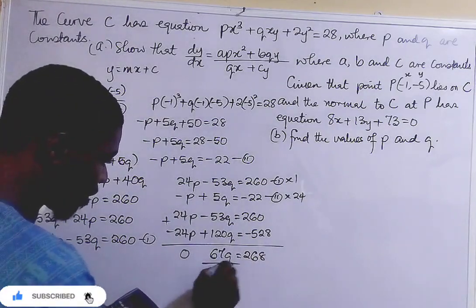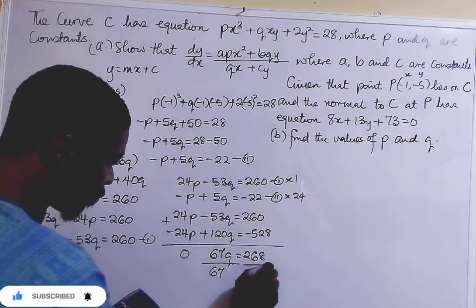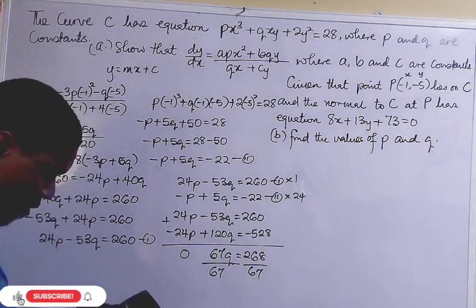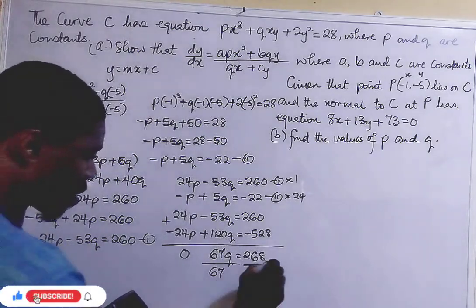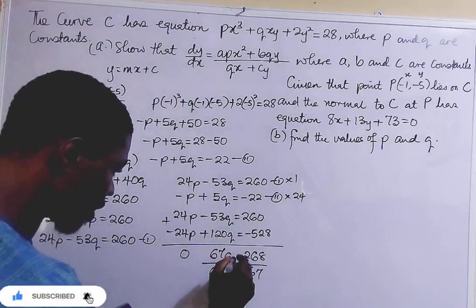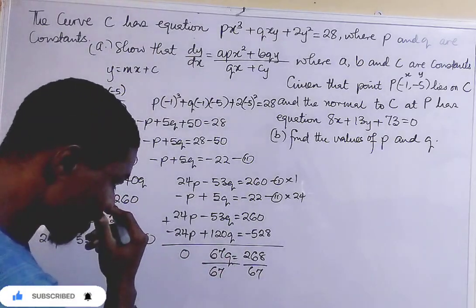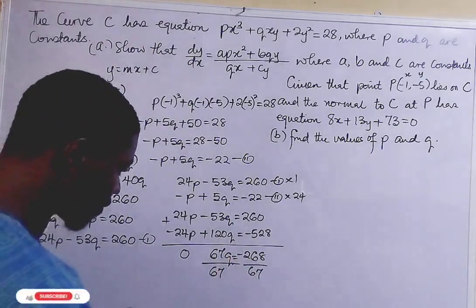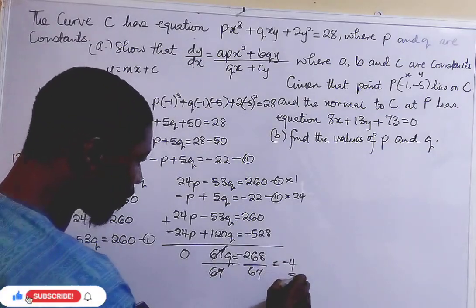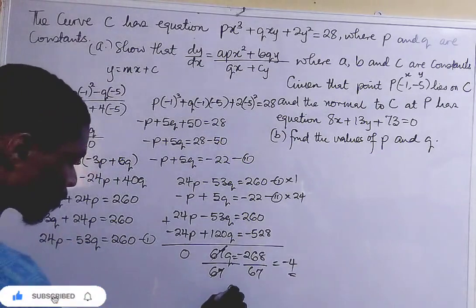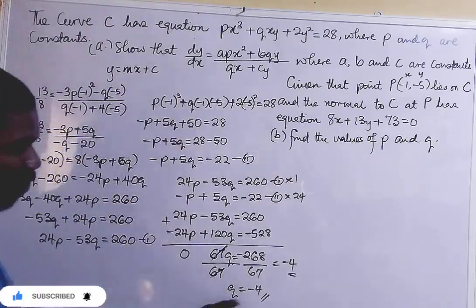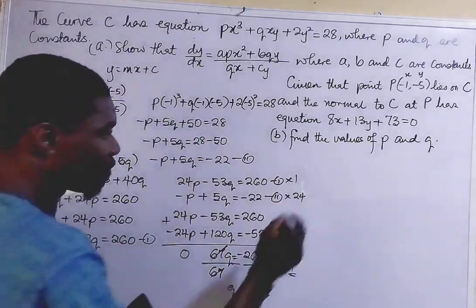Now dividing both sides by 67, because we are looking for the value of q, we get to have, sorry, this minus this should give us negative, right? Yes, when we add here we have negative. So this eliminates this, we have negative 4. Now q equals negative 4. Now let us plug in q equals negative 4 in equation 2 to find the value of p.